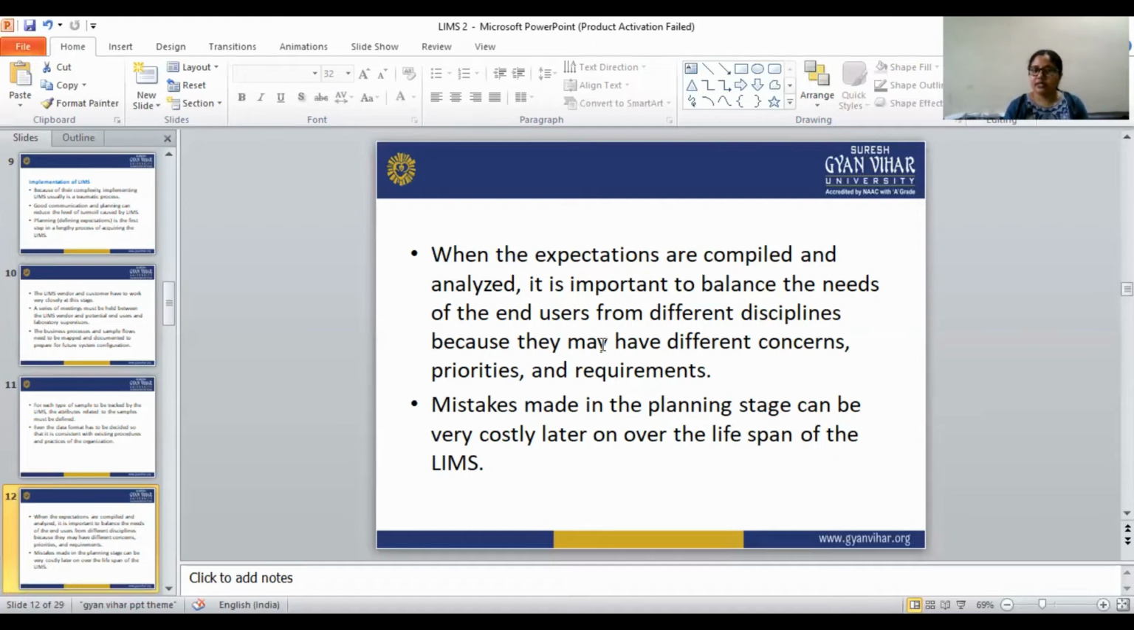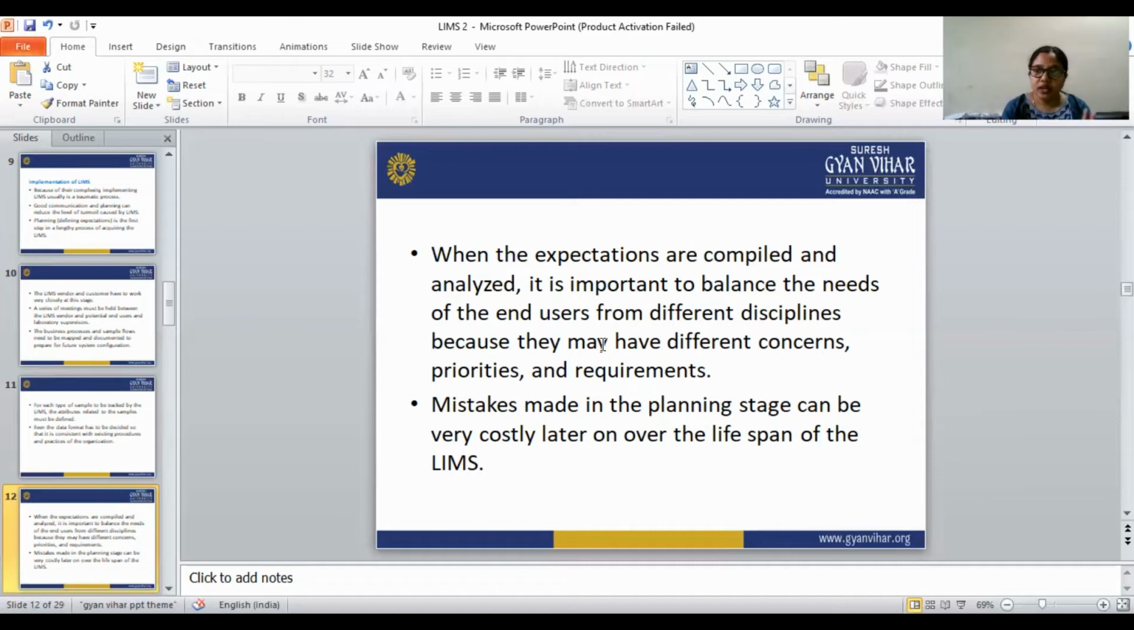Mistakes made in the planning stage can be very costly later on over the lifespan of the LIMS. When they are planning, if any mistakes are made by the vendor or by the customer side, that is very costly later on over the lifespan of the LIMS. So it is necessary that no mistakes are made while planning, from the vendor side as well as the user side. This is very compulsory.